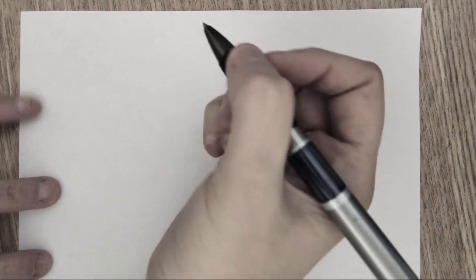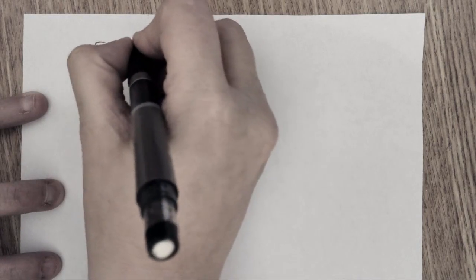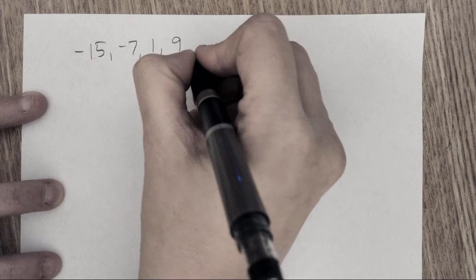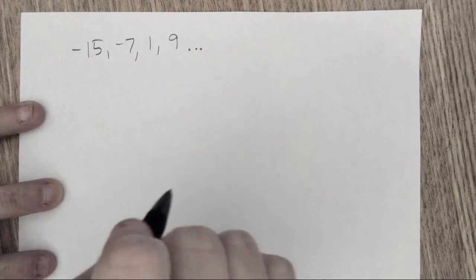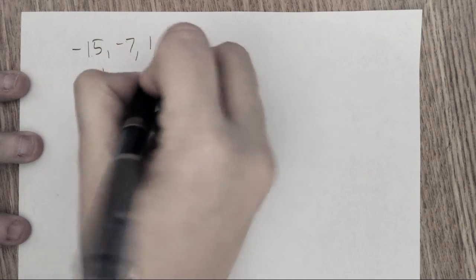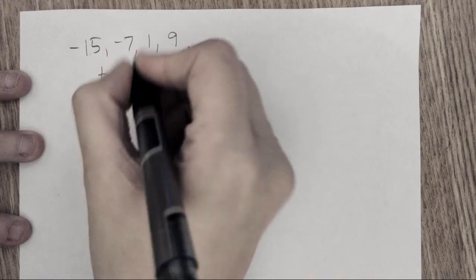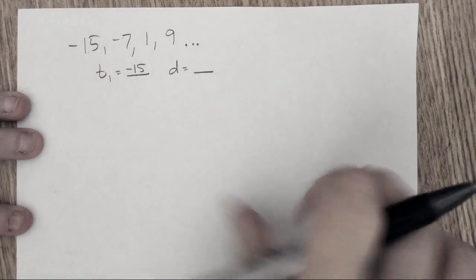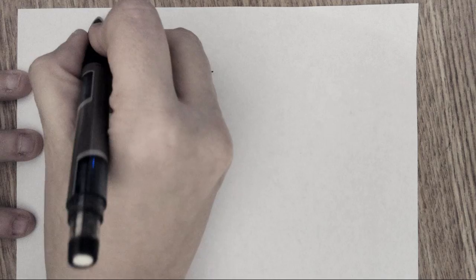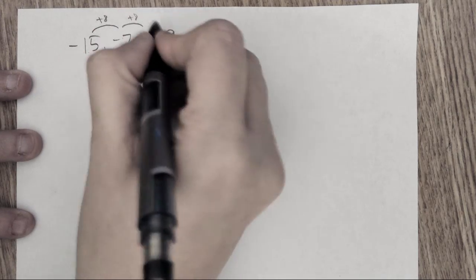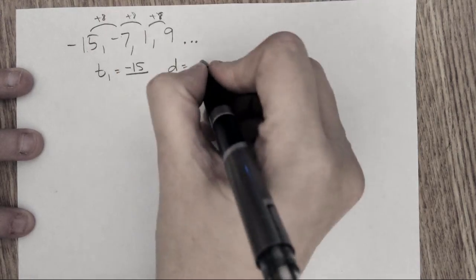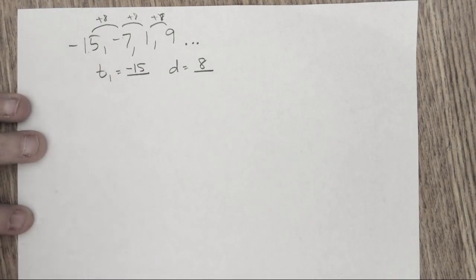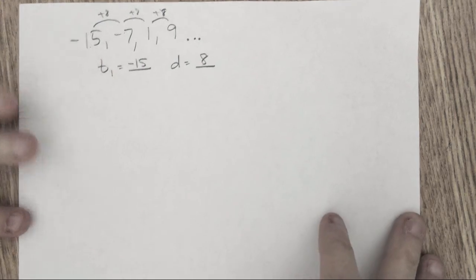Okay? Let's try another example. Let's try a different one. Here's the sequence we're going to try: negative 15, negative 7, 1, 9, dot dot dot. Anytime they ask me to find anything about these, the first thing I always find is T1 and D. Well, my first term is obvious. It's negative 15. It's the first thing I see there. My common difference: plus 8, plus 8, plus 8. So my common difference is 8. Now, if I was subtracting 8, I would do minus 8 instead of plus 8.